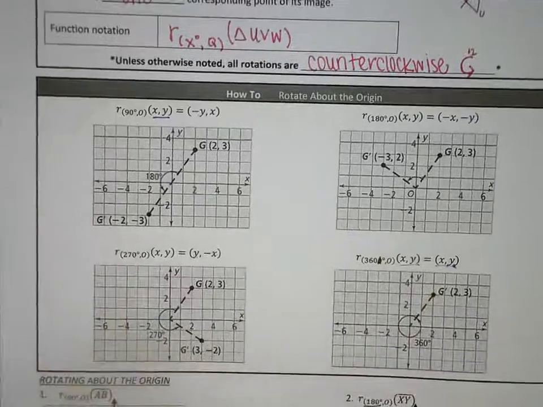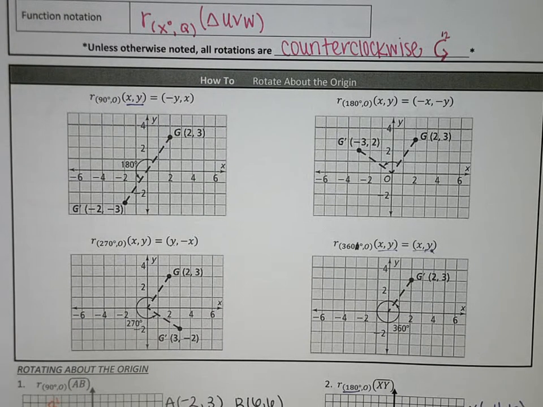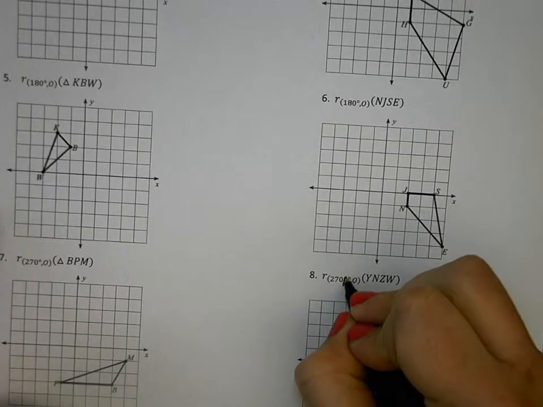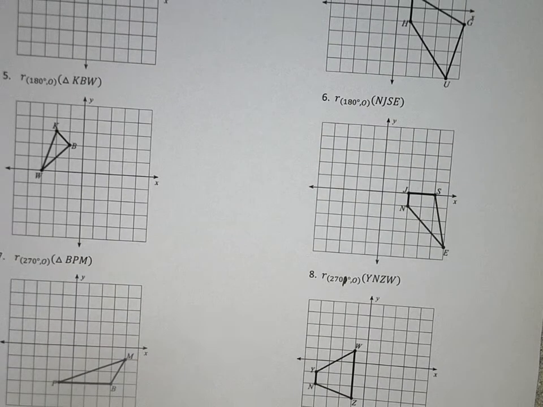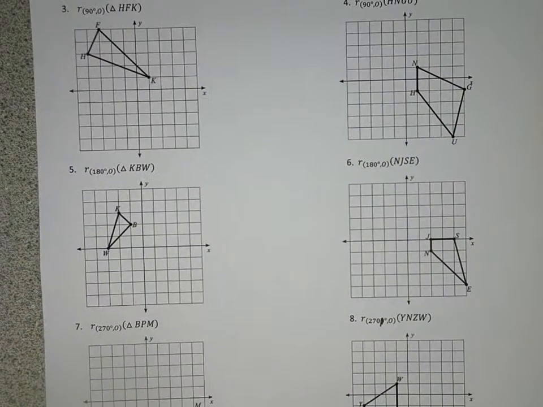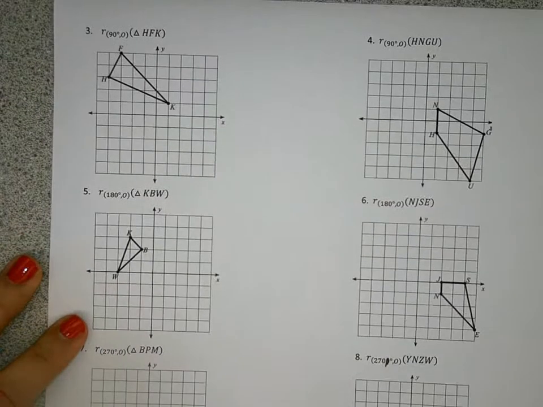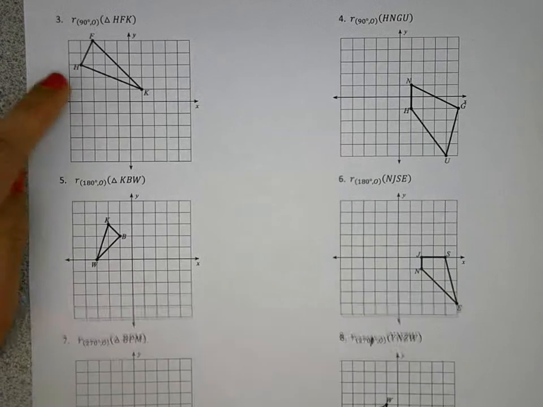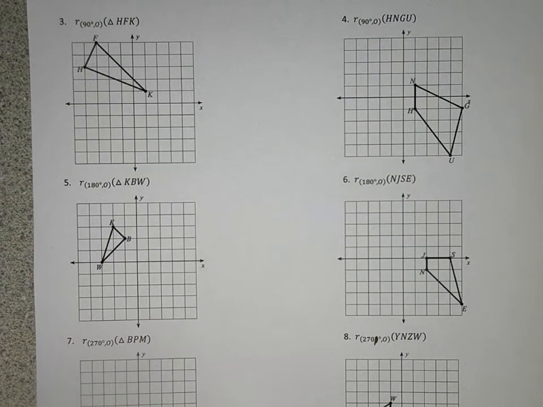So what I'm going to have you guys do is work on this page for about 10 minutes. Oh my gosh, I made the exact same mistake on number 8. It should be 270, not 2,700. You are going to rotate shapes for me, 3 through 8. We've already done 1 and 2.